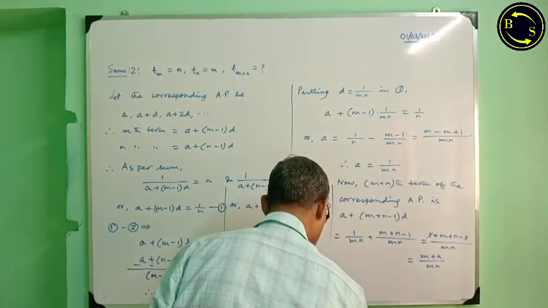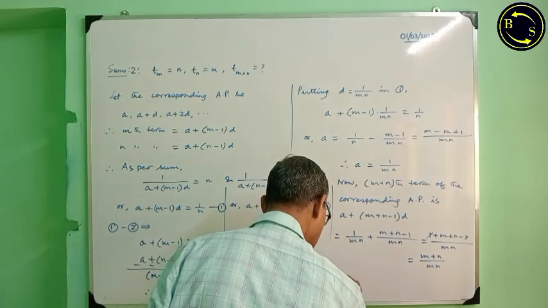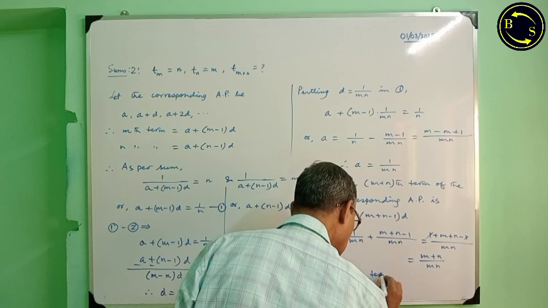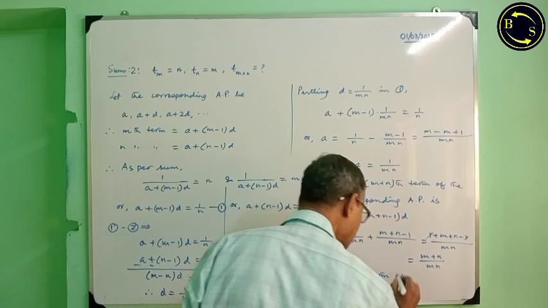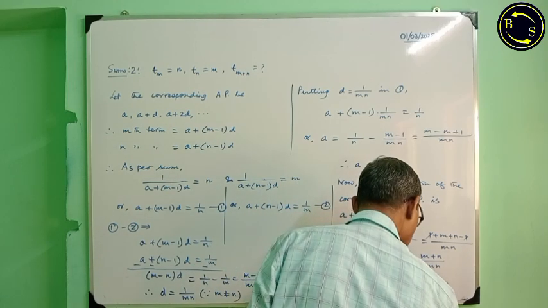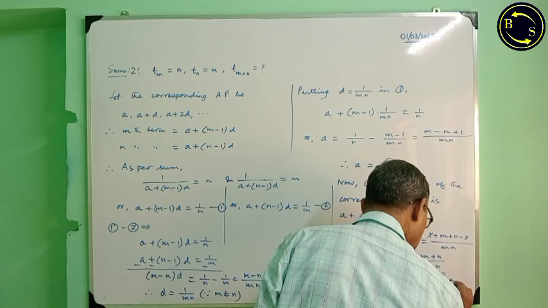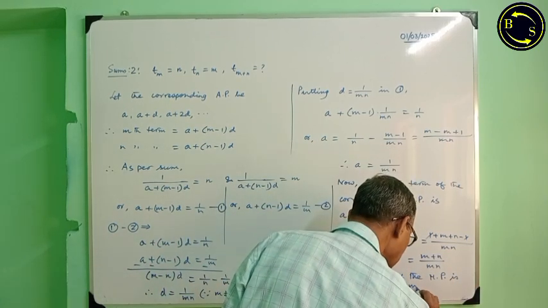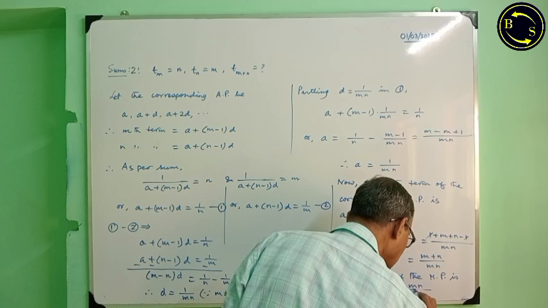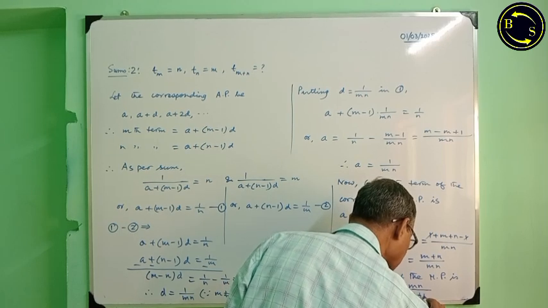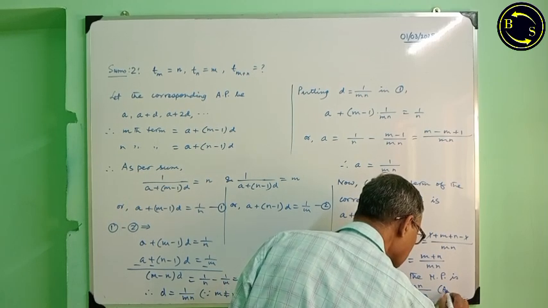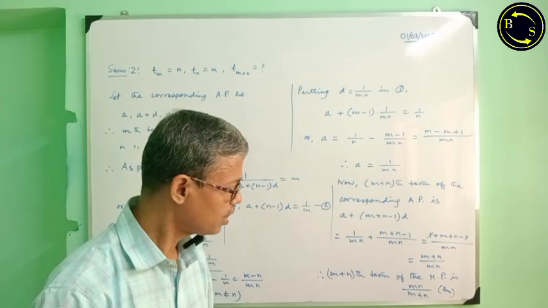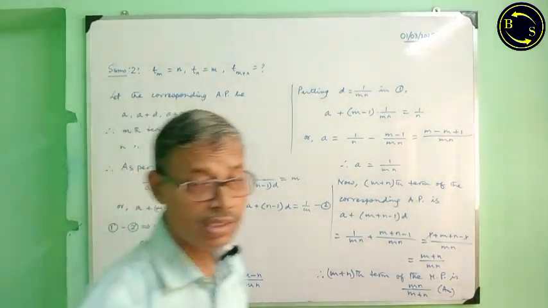Therefore, the (m plus n)th term of the HP is the reciprocal of this one. That means mn by (m plus n). This sum is finished.